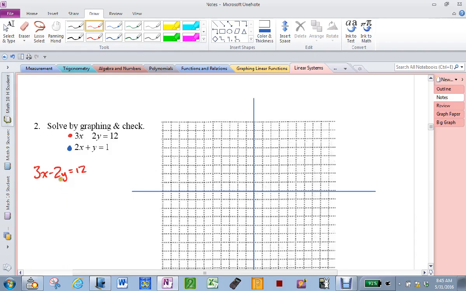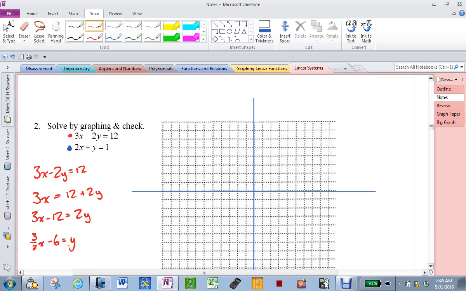You can move the y? That's cool. 3x equals 12 plus 2y. Now what? Minus the 12. Move the 12. 3x minus 12 equals 2y. Now what? Divide by 2. So 3 halves x minus 6 equals y.